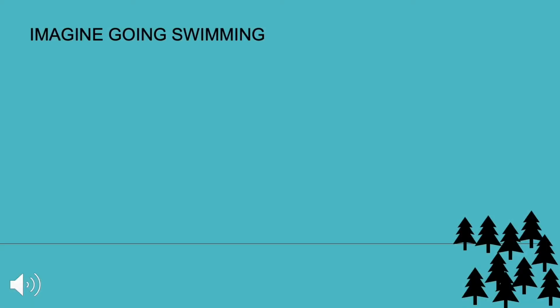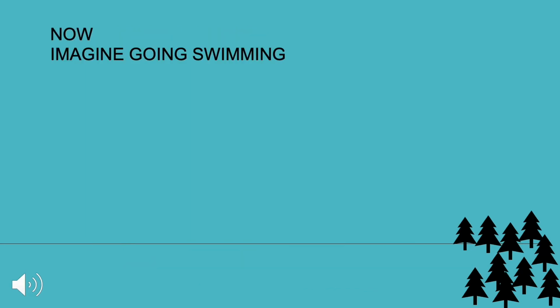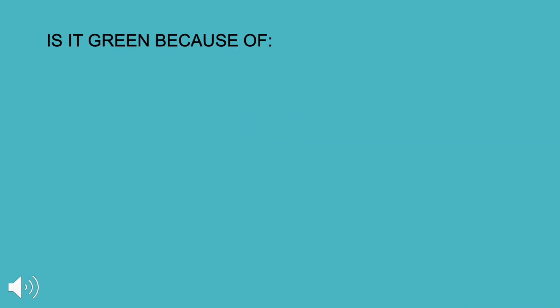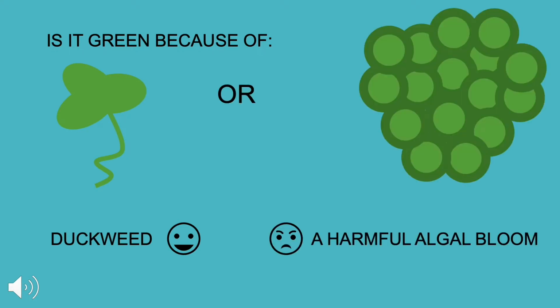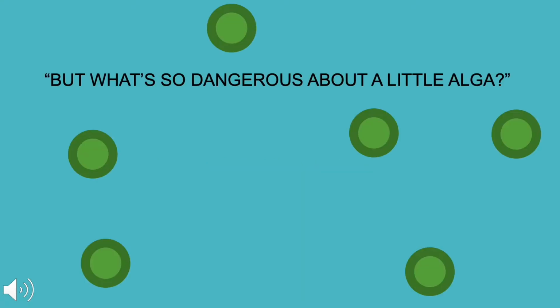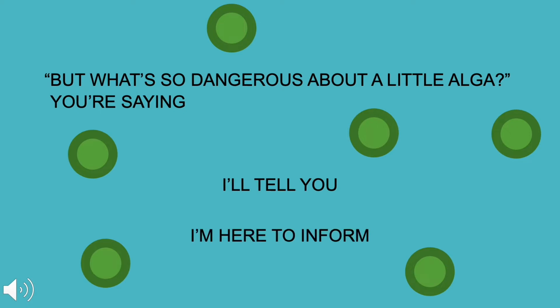Imagine going swimming. Now, imagine going swimming, but the water looks like this. I'm sure you must be wondering, why is it green? Is it green because of duckweed or a harmful algal bloom? It is a harmful algal bloom. But what's so dangerous about a little alga, you're saying? I'll tell you. I'm here to inform.